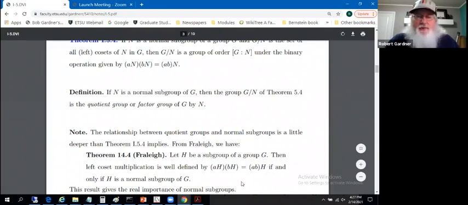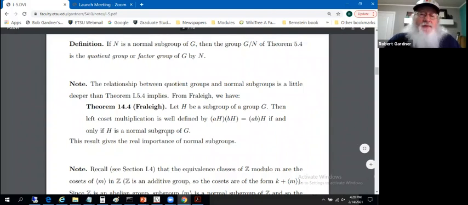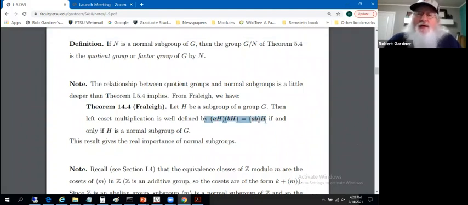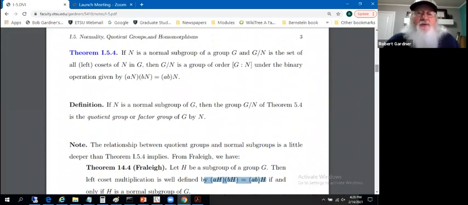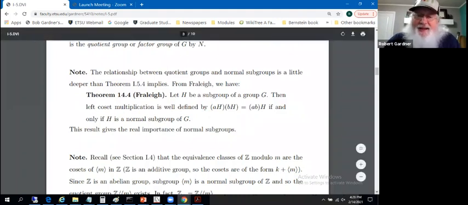Fraley actually gives a little bit cleaner if and only if kind of result. Fraley says in his theorem 14.4, let H be a subgroup of group G, then the left coset multiplication is well defined by this if and only if H is a normal subgroup of G. We've shown if we have a normal subgroup, then this works. Fraley goes beyond that and says if you don't have a normal subgroup, this doesn't work. This isn't a well-defined binary operation. If it ain't well-defined, then it's useless. So we've shown, strictly speaking, if we have normal subgroups, then we can make quotient groups. Fraley's gone a little bit further than that and said if you don't have a normal subgroup, then you can't make quotient groups. So the normality is a necessary condition for making quotient groups.